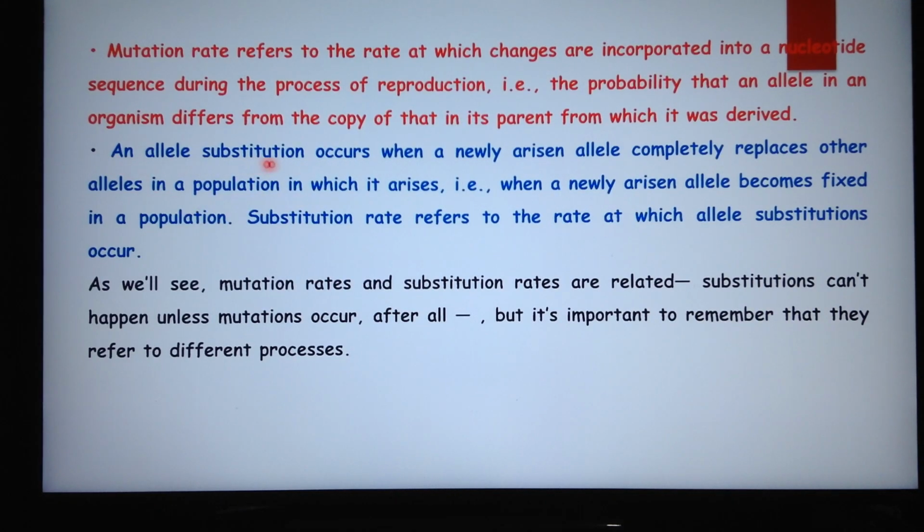An allele substitution occurs when a newly arisen allele completely replaces another allele in a population in which it arises. So the newly arisen allele becomes fixed in the population, and substitution rate refers to the rate at which allele substitutions occur. Mutation rates and substitution rates are related. Substitutions cannot happen unless mutations occur. But it is important to remember that they refer to different processes.